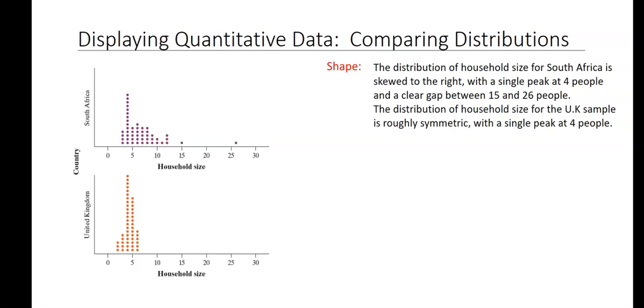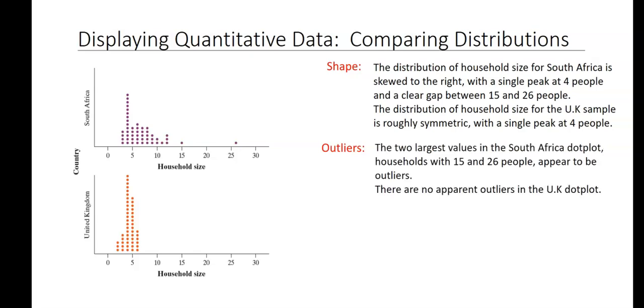And as far as the UK, the second graph, it looks roughly symmetric. Can't tell if it's skewed or not. There doesn't seem to be any outliers. There does seem to be a single peak, so unimodal, at about 4 people. Outliers, again, the first graph, South Africa has an outlier or 2. And then no apparent outliers, clearly, in the United Kingdom.